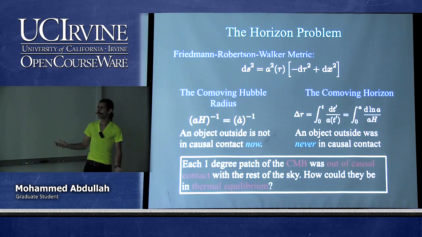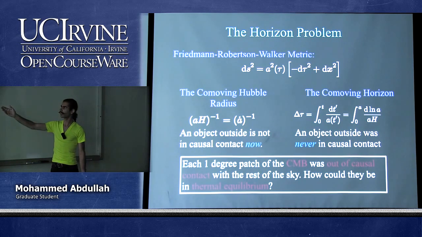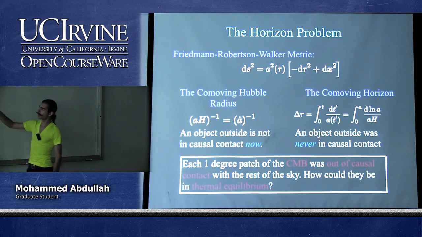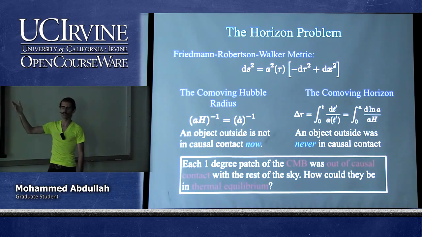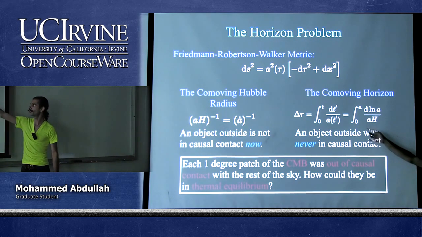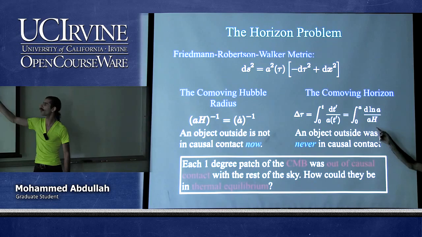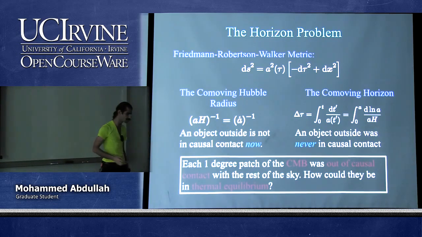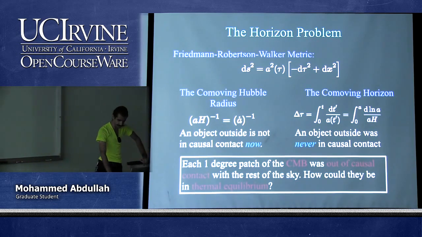So if you want to fix this, you want to increase the co-moving horizon. You're going to make it bigger. And since the co-moving radius, as we said, is going to shrink as you go back in time, one way to remedy this is to increase the contribution to this integral by making this quantity large in the early universe. And this is what inflation tries to achieve.